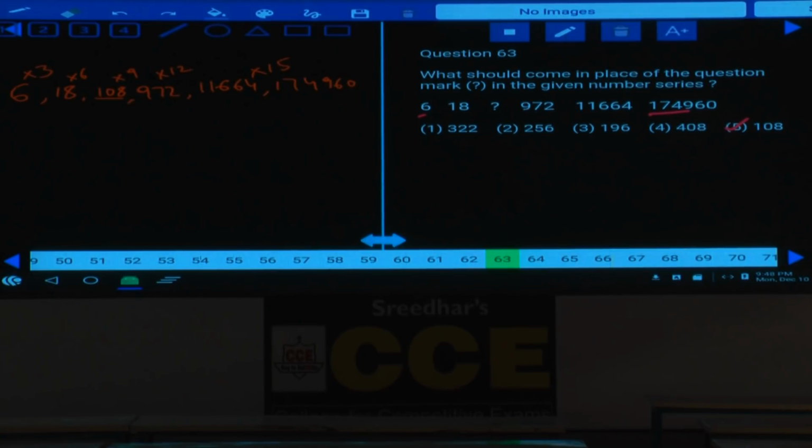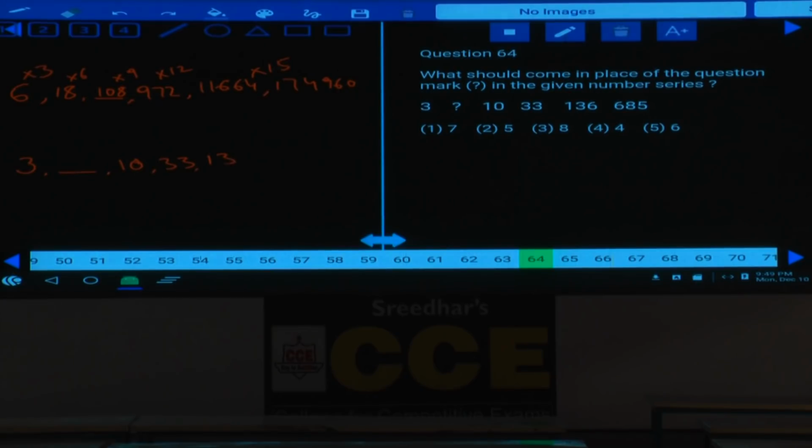Done with this? Now this is about question number 63. Then 64, now in this question number 64, 3, blank, 10, and after this 10, 33, next to 33 is 136, next to 136 is 685. Now tell me what is the relation between these two. 136 into 5 is 680, plus 5 is 685. Now 33 into 4, 132, plus 4 is 136.